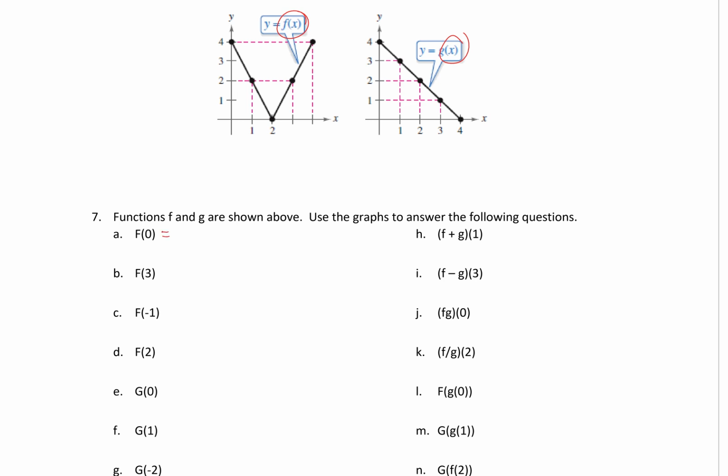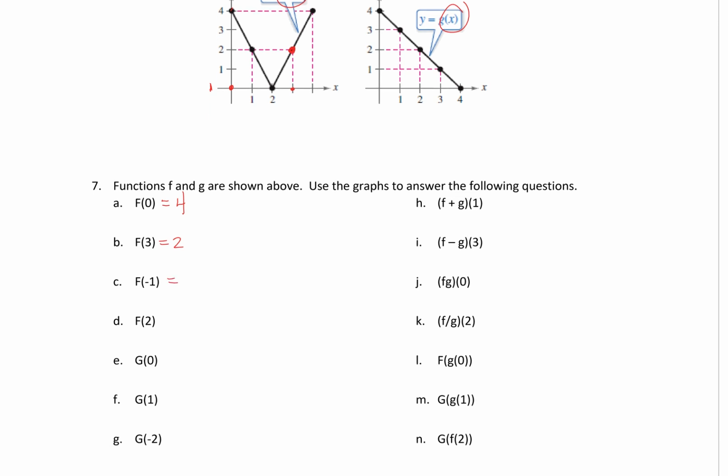Well, where f function is 0, my answer is 4. Again, function f, where the equation is 3, my answer is 2. Where x is -1, well, if I pay very close attention, I don't have a -1 on my graph. So if there is not a -1 on my graph, I know it's none. Where function f is 2, the answer is 0.